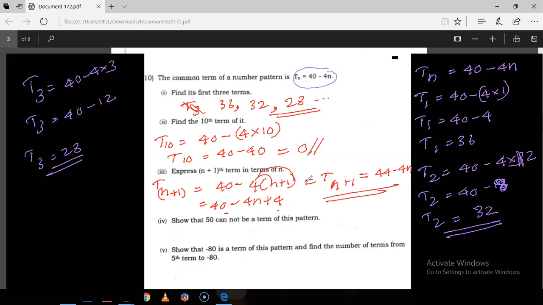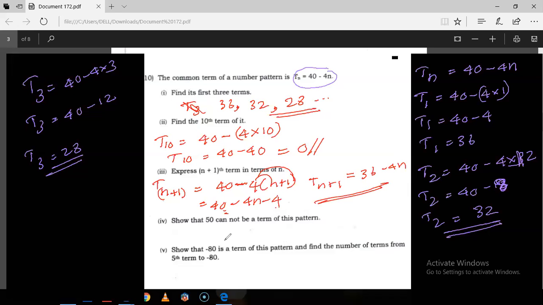I made a mistake here; it should be minus. Wait a moment. 36 minus 4n comes, because here there is a minus: minus into plus 1 gives minus 4. Then you can write the answer: Tn plus 1 equals 40 minus 4, 36 minus 4n. This is the answer here.